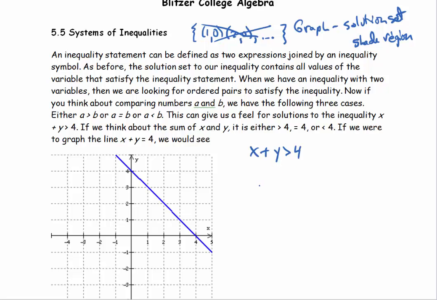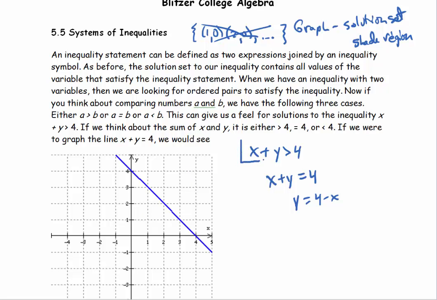Well, what I've done is I've gone ahead and graphed all of the points in which the sum of x and y is equal to 4. So I've graphed the equation of this line here, y equals 4 minus x. That's this line. Now, what that line does is it splits my coordinate plane into two parts. I call them half planes. There's one part below and there's one part above.